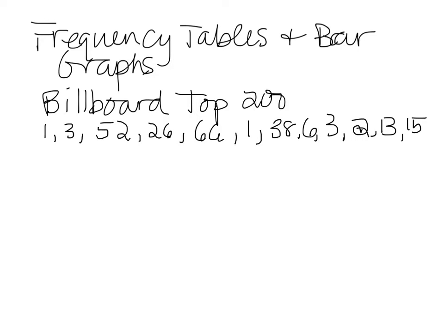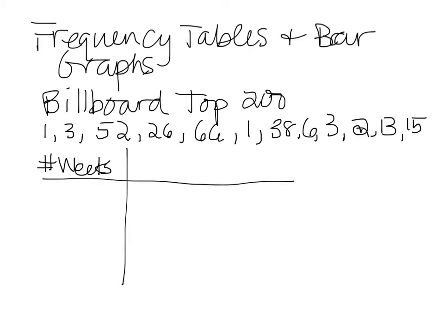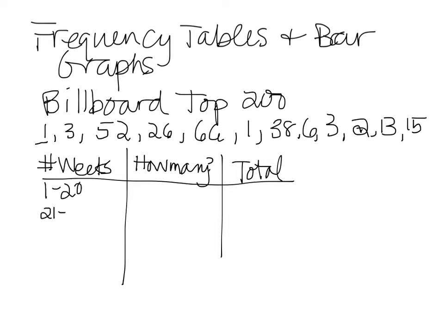Clearly we don't have all the top 25, but the way a frequency table works is you list the number, the thing you're keeping track of, in this case the number of weeks, and then you make a tally of how many, and then the total. So here we're going to say the number of weeks is from 1 to 20, 21 to 40, 41 to 60, and 61 to 80.